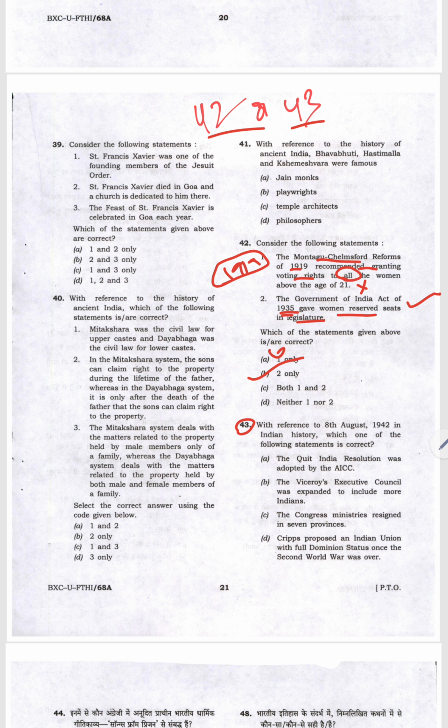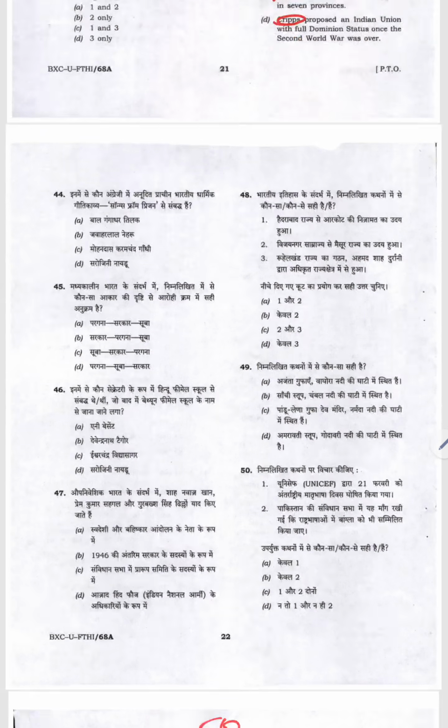You see, with reference to 8th August 1942 in Indian history, which one of the following statements are correct? When the year 1942 was given to me, straight away my answer will be like Quit India movement. Or even the Cripps Mission can be the answer. But these two cannot be the answer. I'll definitely go with my intuition that it is the Quit India resolution, Quit India movement, something related to it. So this is how you need to solve.